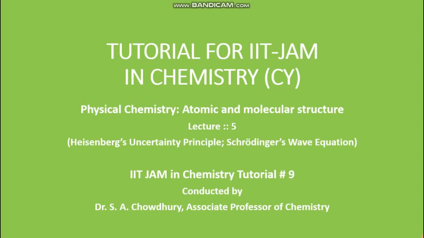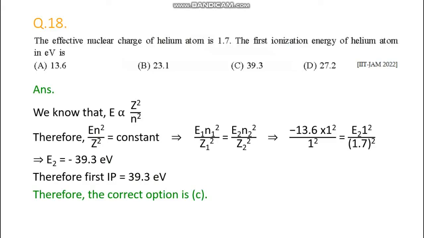Hello everyone, welcome to IIT-JAM in Chemistry tutorial number 9, and here we are in lecture number 5 of the chapter Atomic and Molecular Structure. In today's lecture we are going to discuss the Heisenberg's uncertainty principle and the Schrödinger Wave Equation. But before starting these subtopics, we have to carry forward one more question from the previous lectures.